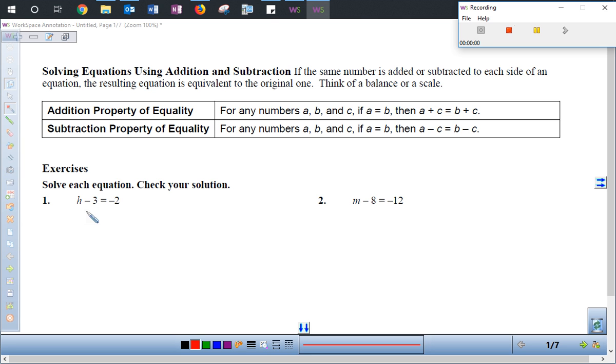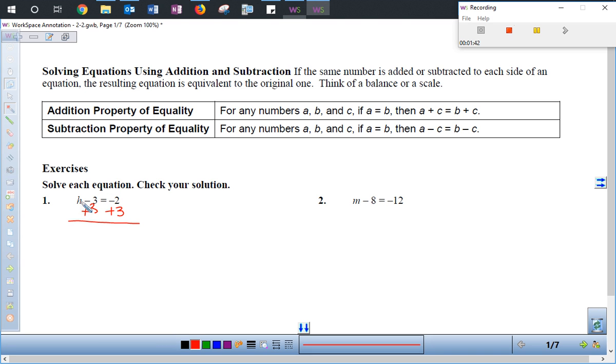So if I'm going to add 3 to the left side by the addition property of equality, since I added 3 to the left side of this equal sign, I also need to add 3 to the right side of this equal sign. Notice I showed that step. I wrote it on each side, and that's very important. So now that I've done that, I can see what I have left.